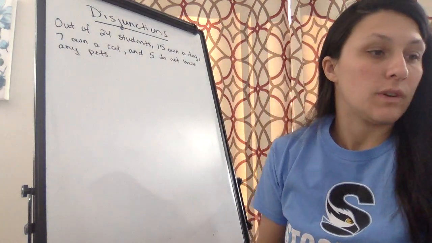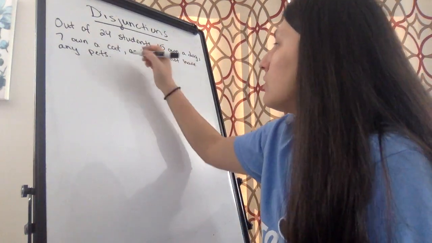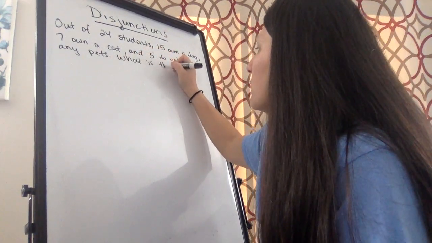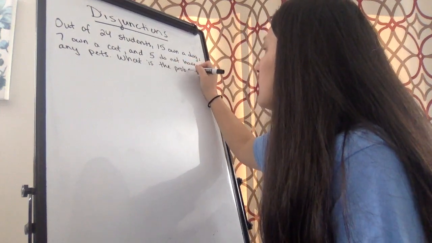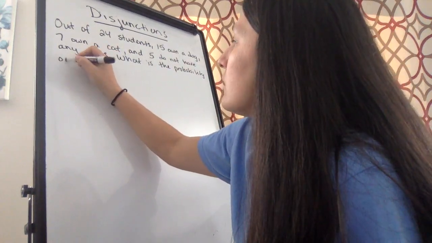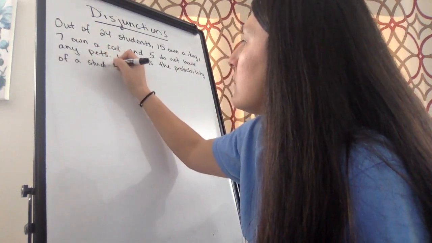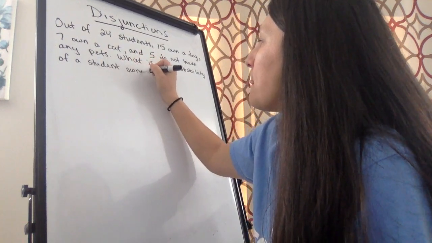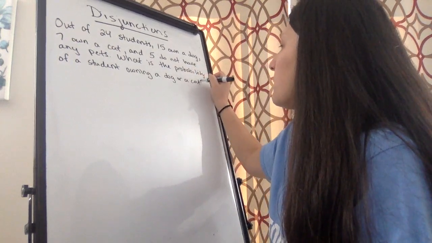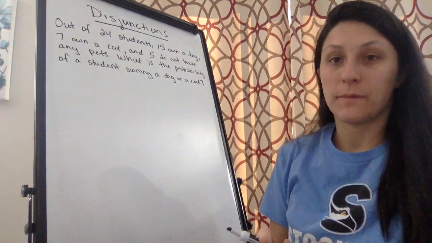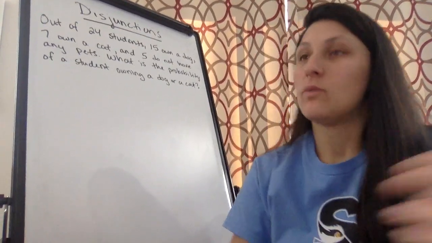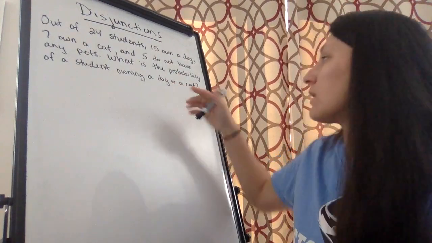Okay, so what's the probability that somebody owns a dog or a cat? What is the probability of a student owning a dog or a cat? All right, so that's what we're going to answer. So again, this is a disjunction because the question is about what's the probability of owning a dog or a cat.